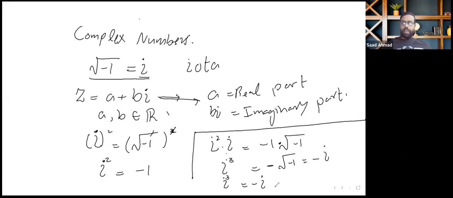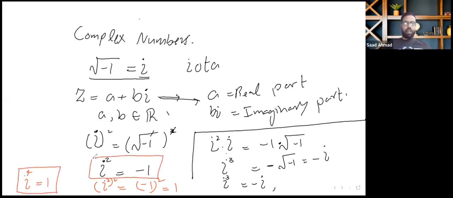All right. And again from here, if we do the square of I squared, the red one, I'm writing with the red pen, so -1 squared. What is the square of -1? That will be 1. And square times square will be 4. So I to the power of 4 is equal to 1. I squared is -1, and I cubed is -I. So these are the basic powers of iota.